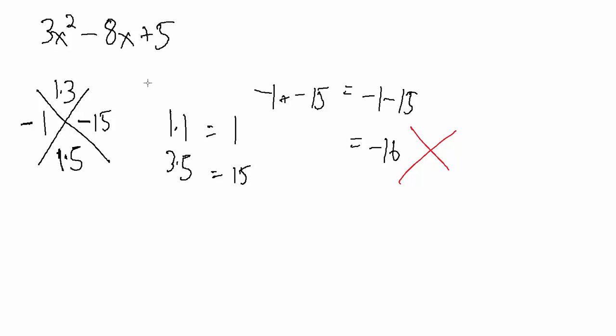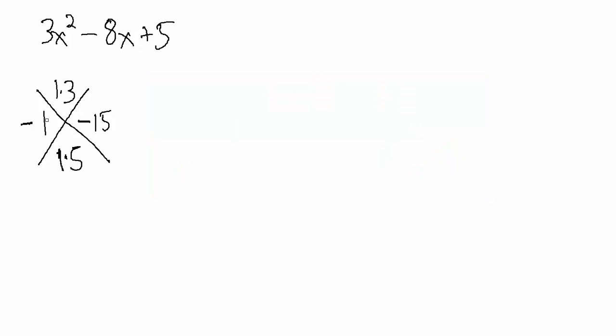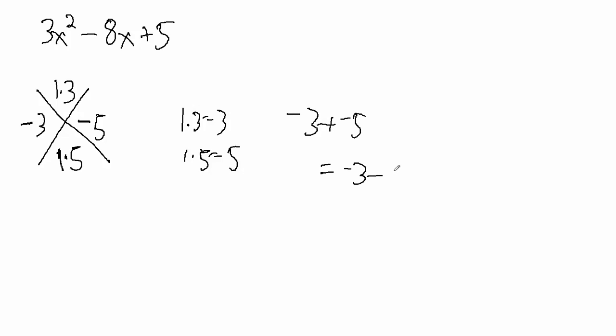So we have to try some other combination. Let's get rid of this to make some room, and let's also erase this here. Now let's just try 1 times 3 and 1 times 5. 1 times 3 is 3, and 1 times 5 is 5. So if we put a 3 here and a 5 here, is that going to work? Well, yeah, because negative 3 plus negative 5 is negative 3 minus 5, which gives us negative 8, which is exactly what we want. So that's good.